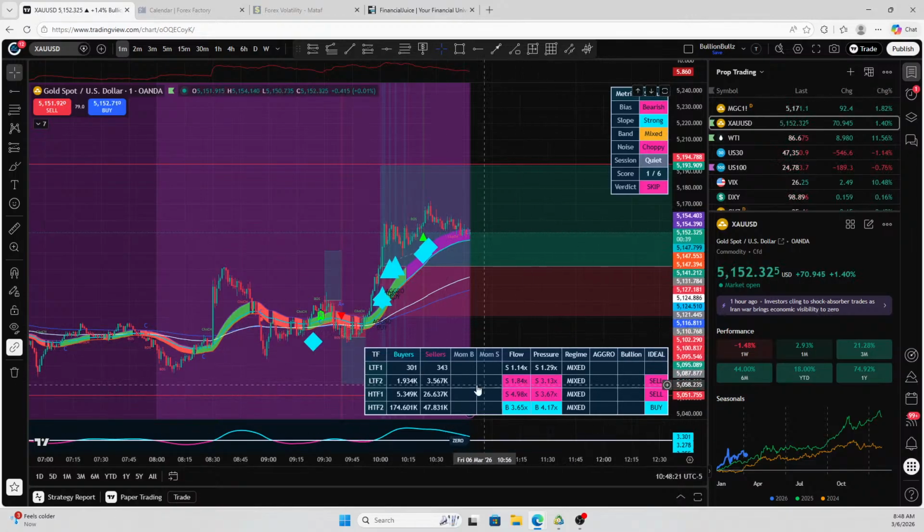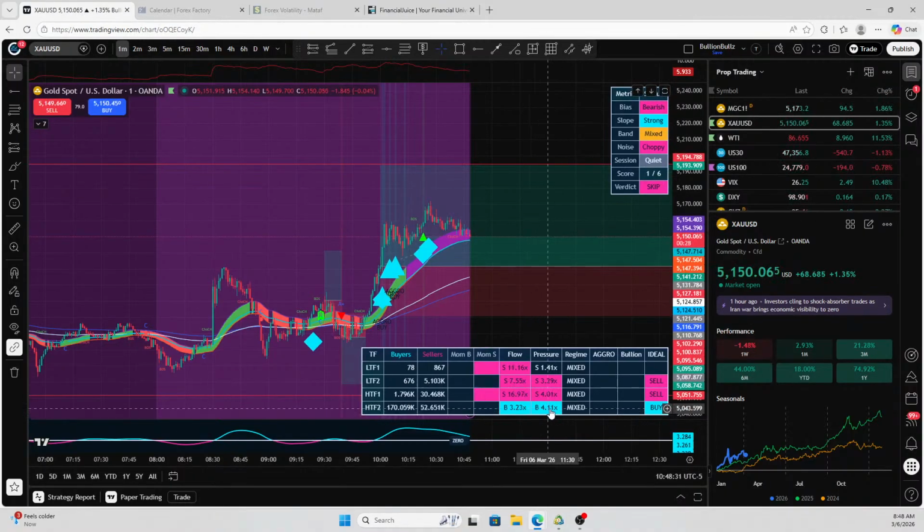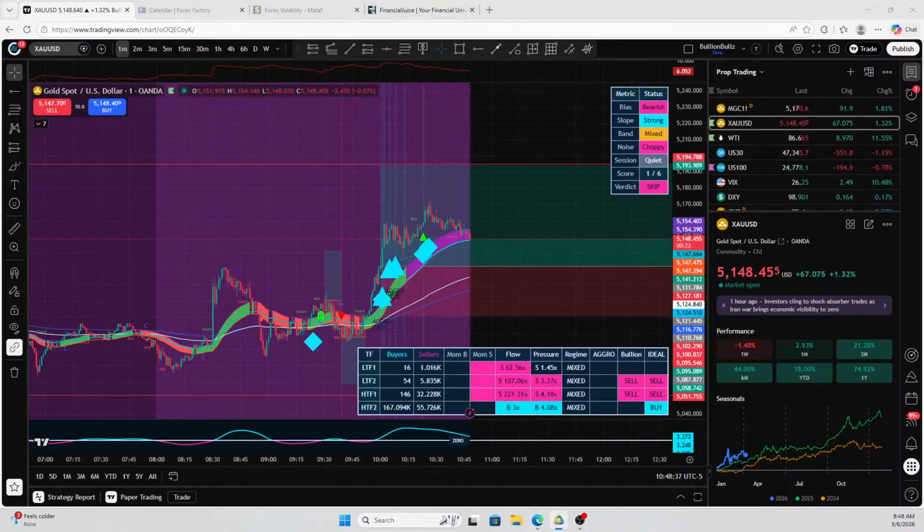Yeah, sellers are getting stronger and stronger, whereas buyers are still heavy overall. If this goes below 2, that would be something to keep an eye on. But yeah, maybe a stop at break even would be a good idea at this stage.